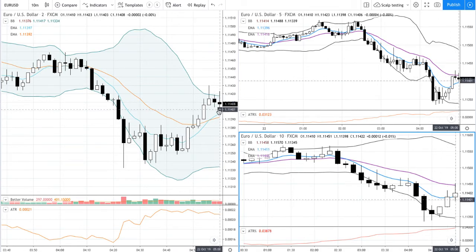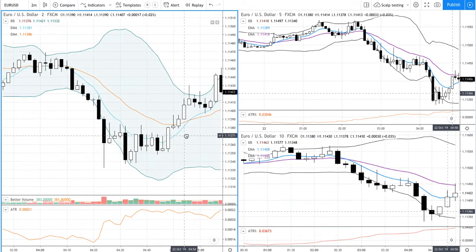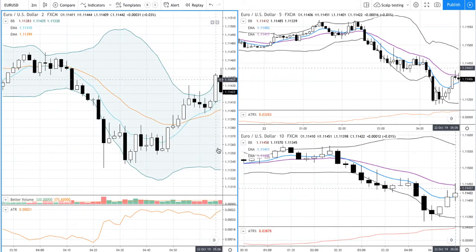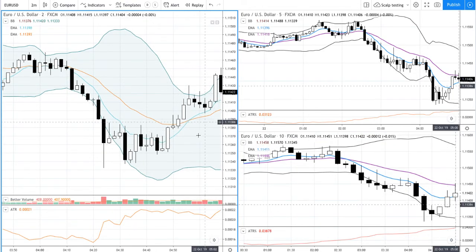Okay, so we have a completed setup. We go short here, stop loss above here, 3.5 tick range, and we're immediately stopped out. Shitty.